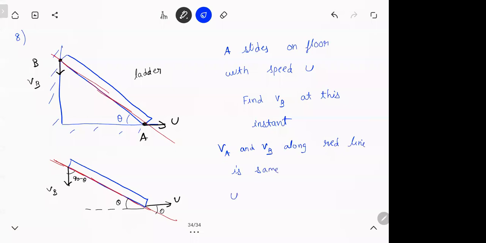So what is A's velocity? U cos theta. What is B's velocity? VB cos (90 minus theta). So VB cos (90 minus theta) is VB sin theta. Bring that sin theta this side. So you get VB is U cot theta. That's your answer. That's what you have to do. So if A is going with U, B will come down with U cot theta. So velocity along that red line should be same. Have a look at that.